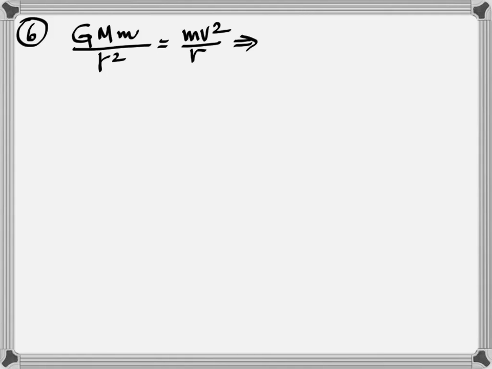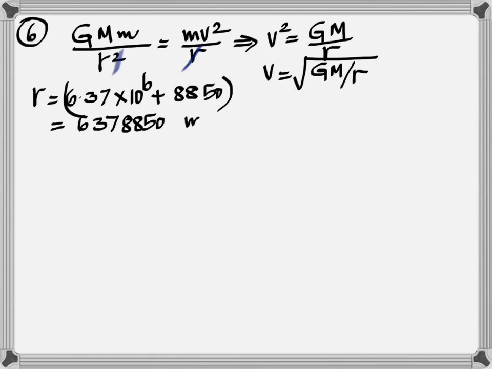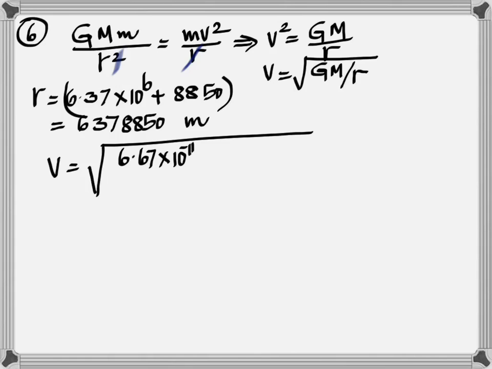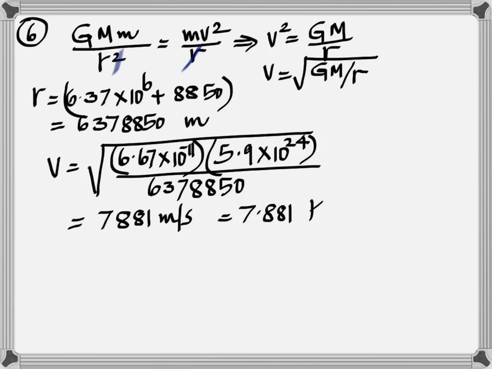The centripetal force in this case is the gravitational force. And so rearranging, you get the formula for the orbital velocity. So that's the velocity with which a satellite goes around a planet. Find the actual distance from the center of the satellite to the planet. And the answer is 7.881 kilometer per second.